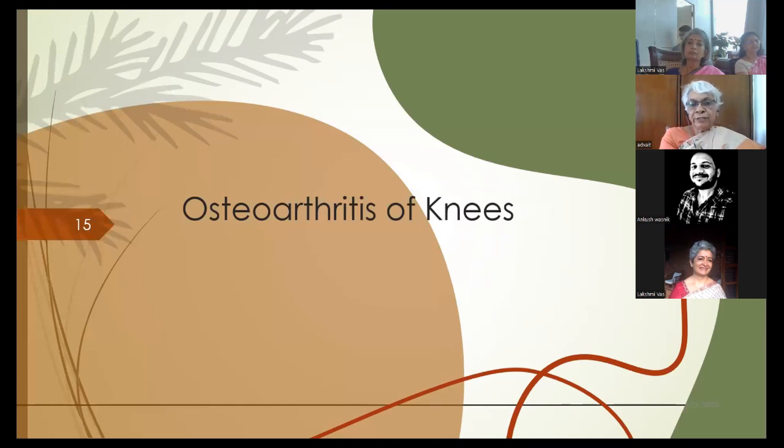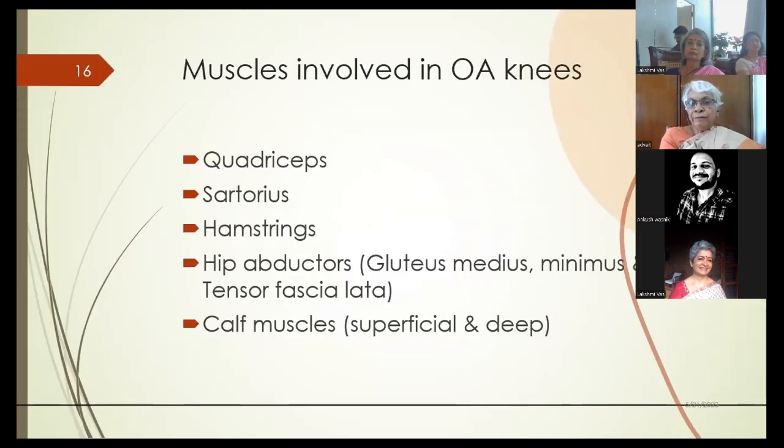Now coming to osteoarthritis of the knee. The muscles involved in osteoarthritis, if you look at the literature, they always talk of the quadriceps, the hip abductors and hamstrings, but very few people think of the calf muscles and sartorius. Because the physiotherapists and the chiropractic people always focus on the quadriceps. But after the experience at Ashirvad, the conclusion is that we need to address the quadriceps, the sartorius, the hamstrings, the hip abductors, as well as the calf muscles, both the superficial and the deep.